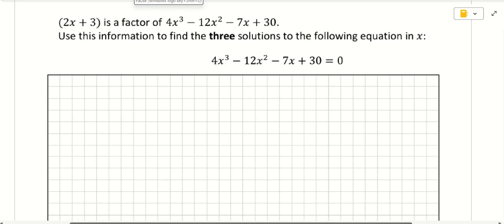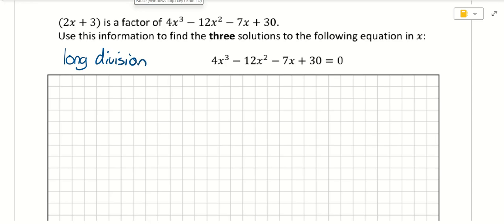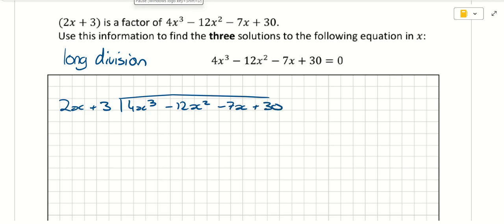Okay, if you're given a factor of something that's big like that, chances are you need to do some sort of long division or some other method like that. So let's just go straight into this. 2x plus 3, and let's make another one. 4x cubed minus 12x squared minus 7x plus 30.